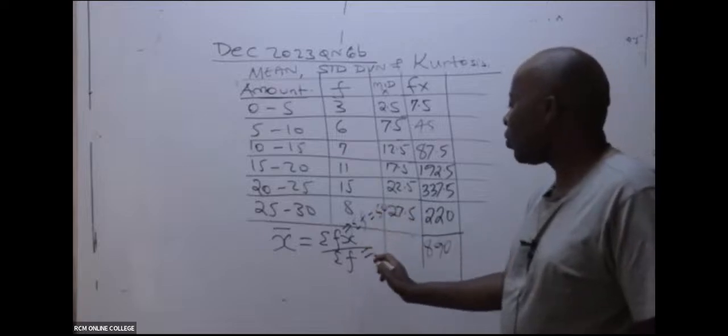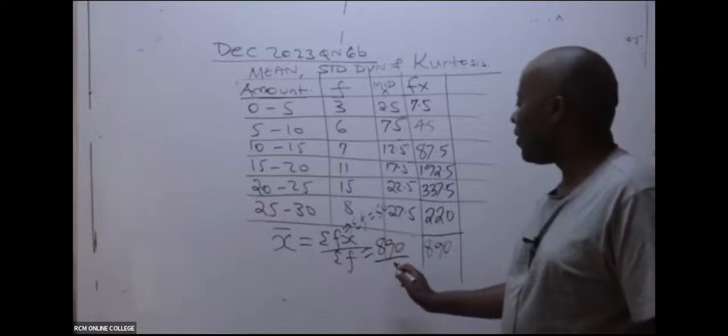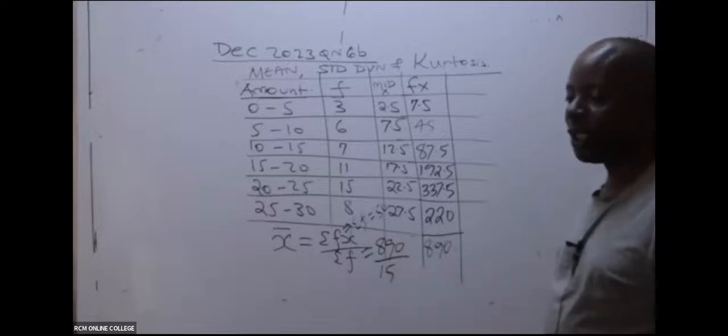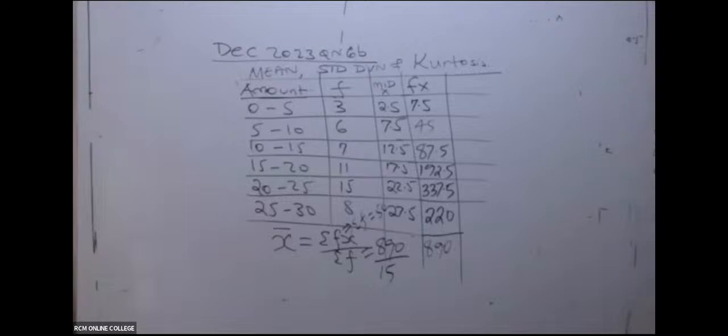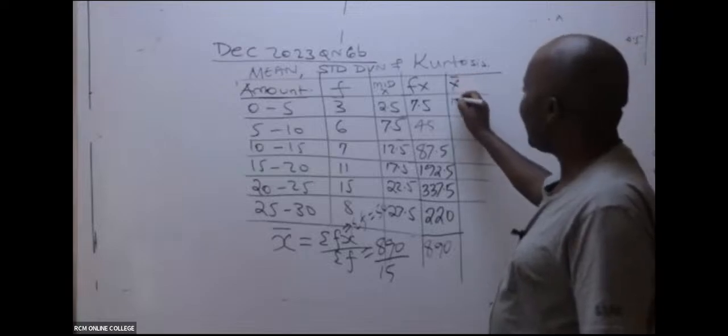So then come and take the quotient. So we are taking here 890 numerator divided by summation of frequency, which is 15. So then what are we getting for the mean, my friends? Sharon has given me 17.8. So the mean, which is our x with a bar, is 17.8.